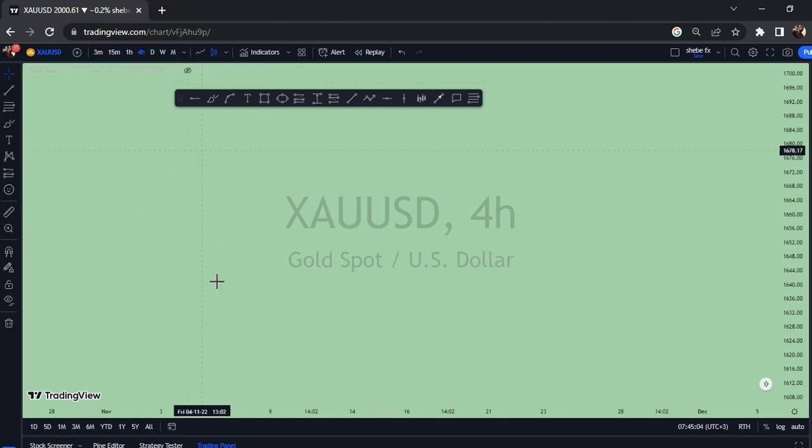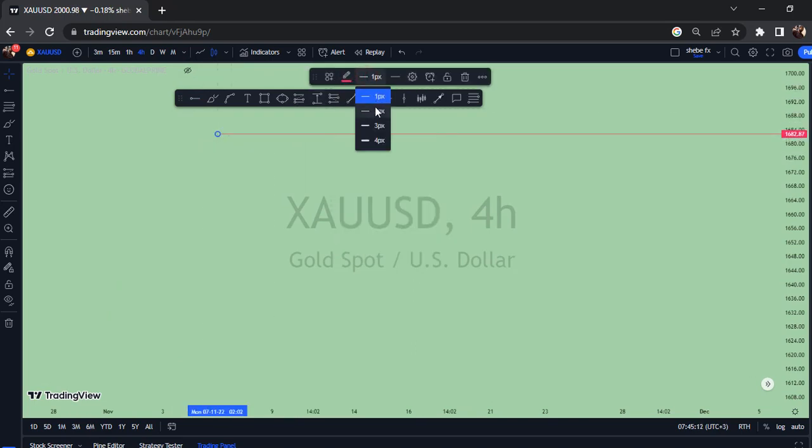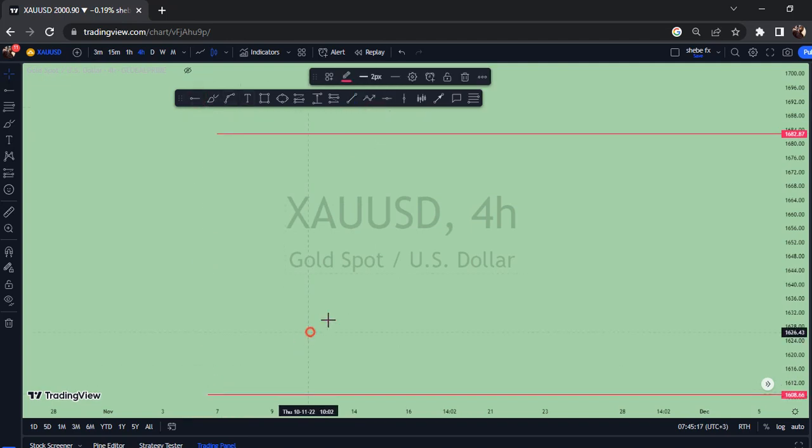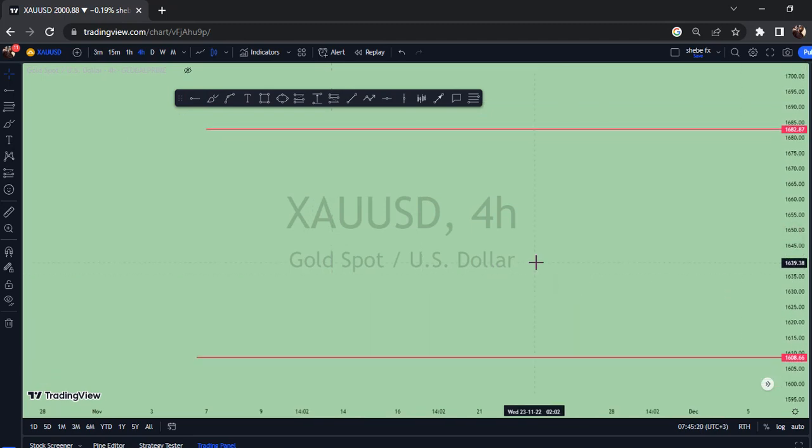Let's give a start. For instance, we have the highest point over here, and we have our lowest point down here. I think you are getting this. As normal, we know that we have two structures. We have bearish structure and bullish structure.